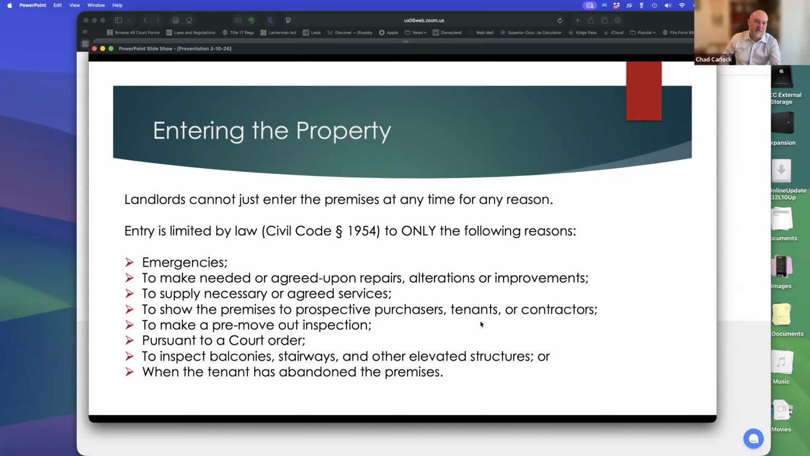Because in the contract with them, your lease, you are promising to give them quiet enjoyment of the property, which means they have the basically exclusive right to use the property and not be disturbed in their use of the property unless you meet one of these conditions and unless you give the required notice in advance of entry.